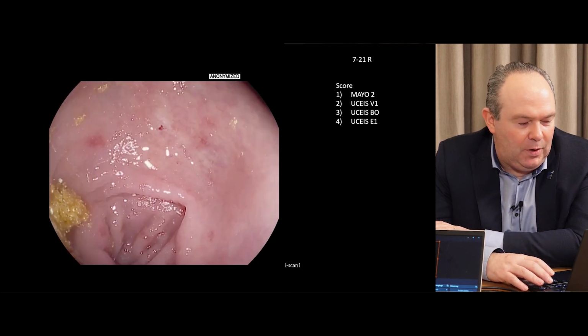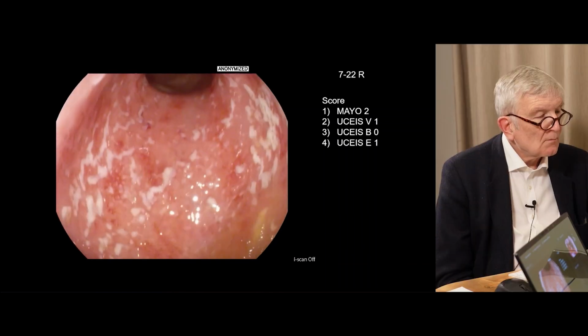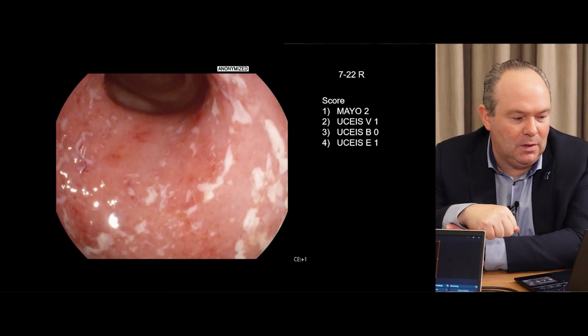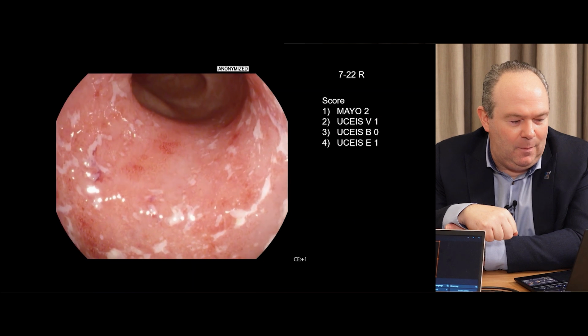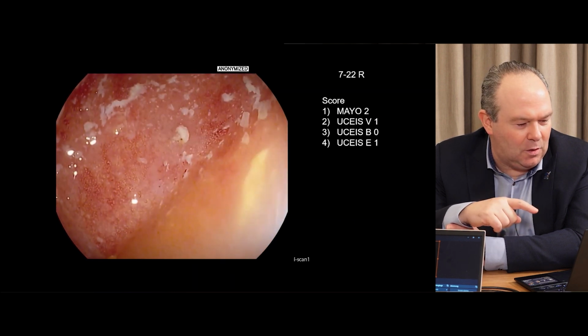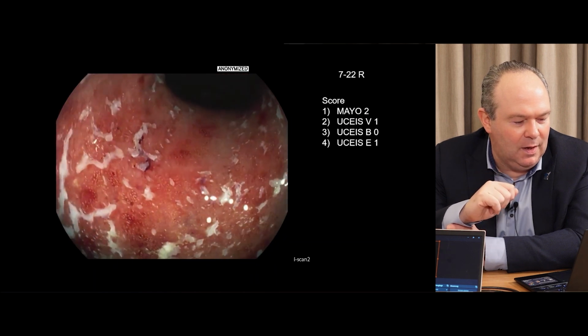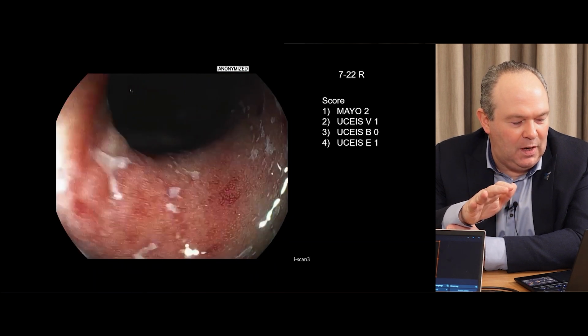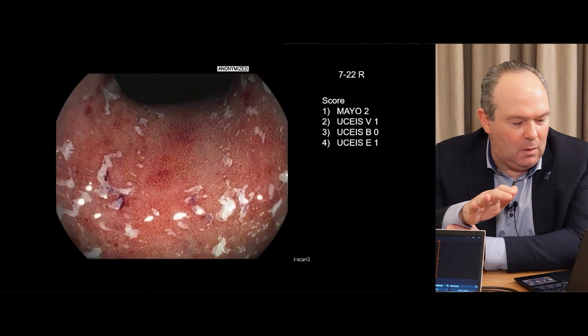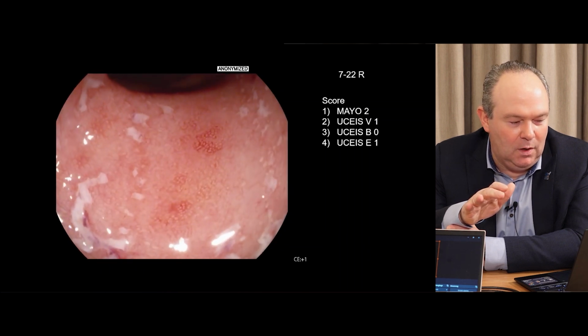Again, this will be shown here again. So again, this is also Mayo 2. Again, a nice illustration of the range of the score when we talk about the Mayo endoscopic subscore. But in terms of the UCS, this is not correct. This should be V2 because it's completely obliterated. And there are more erosions here, you can see, but they're probably not bigger than 5 millimeters, so this is 1.